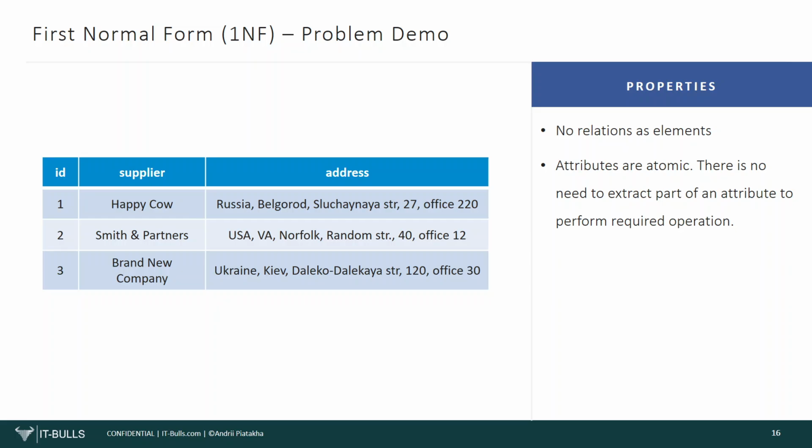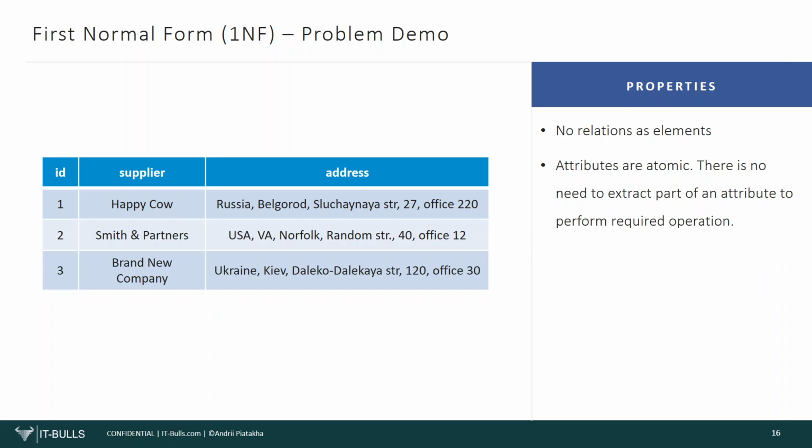But this definition tells us that most relational databases are already in the first normal form by default, because it is impossible to have table value in a relational database. That's why I like another definition of the first normal form. A relation is in first normal form if and only if each of its attributes is atomic.